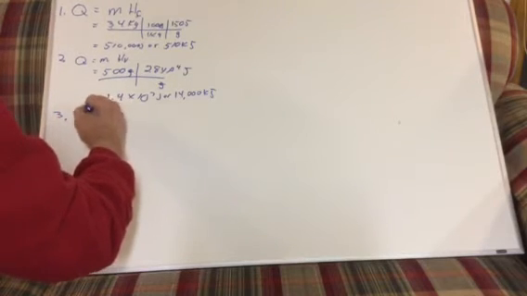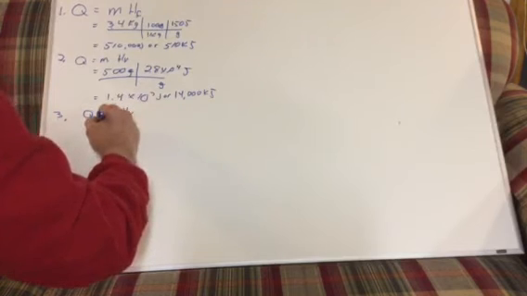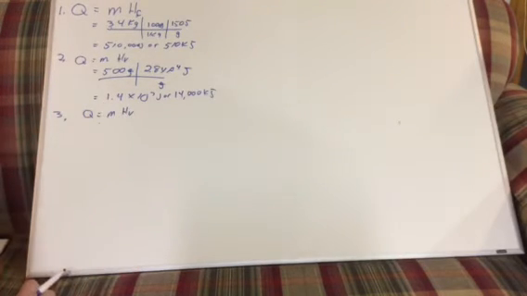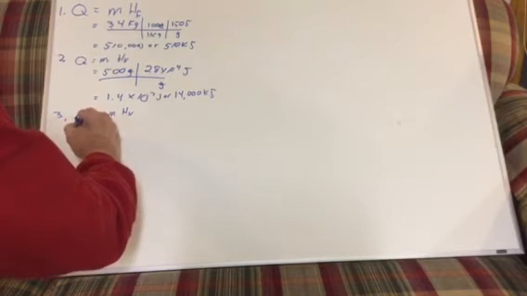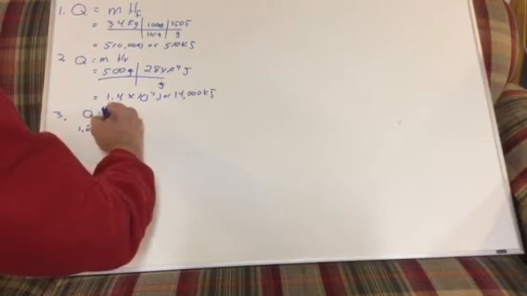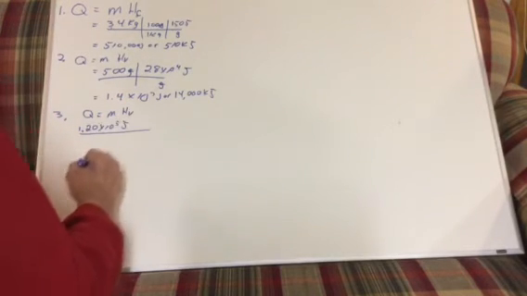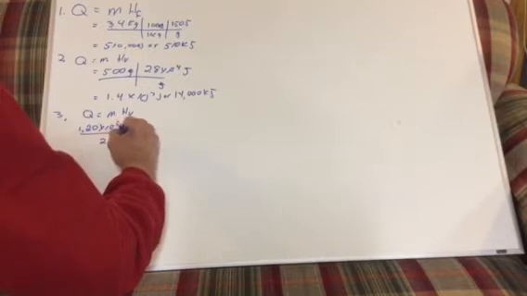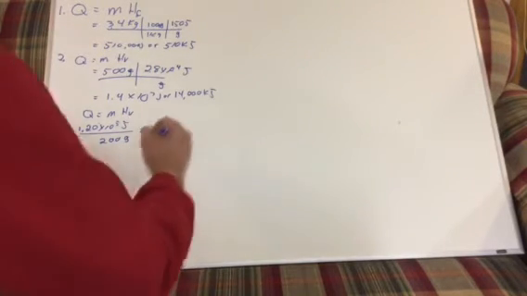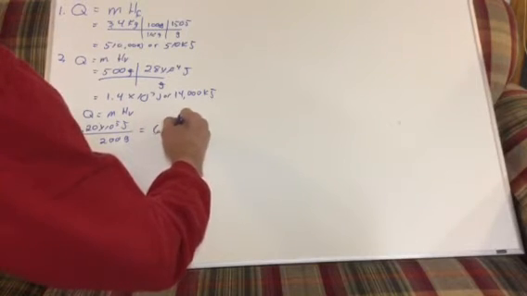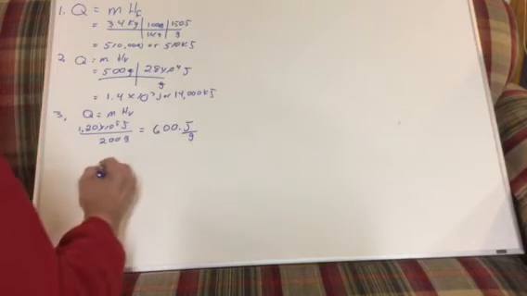Number 3, Q equals M H of V. You're asked to find this. What is the heat of vaporization? So Q you're given is 1.2 times 10 to the 5th joules. The mass is 200 grams. And so that ends up equaling 600 joules per gram for number 3.